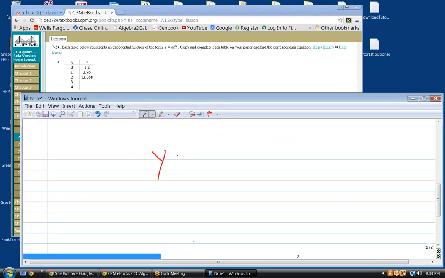Well, if y equals a b to the x, and we know that when x is equal to 0, y is 1.2. So I can write this. Right? Yeah. What is b to the 0th power? Just 0. No, it's 1. Any number to the 0th power is 1.